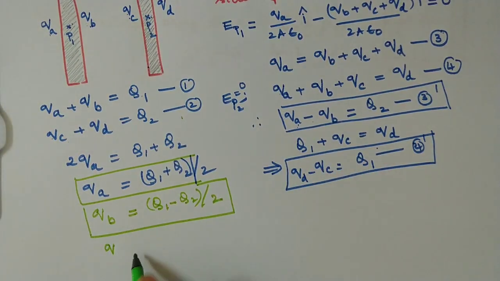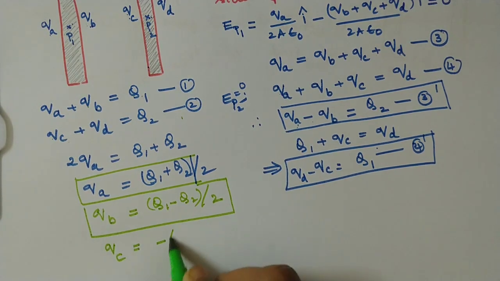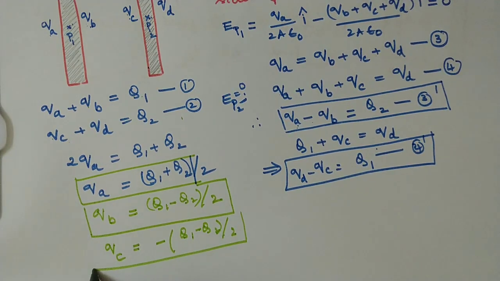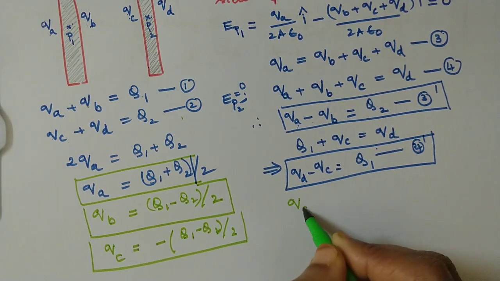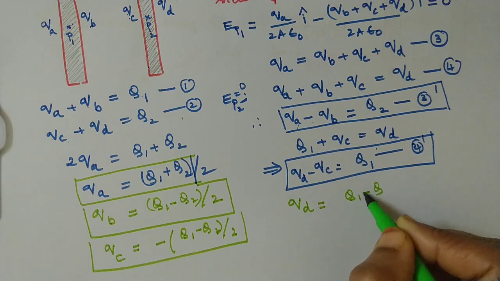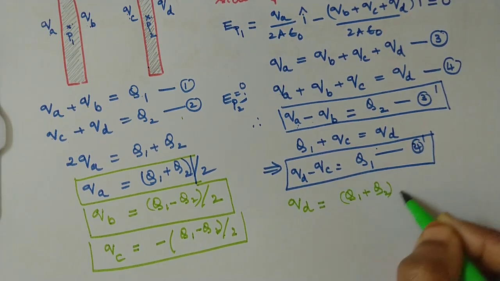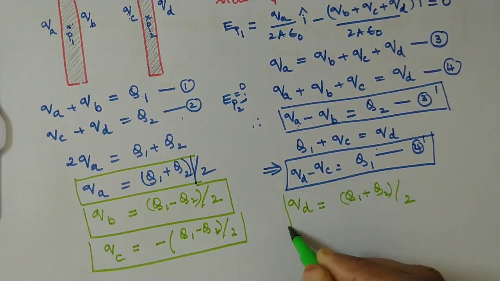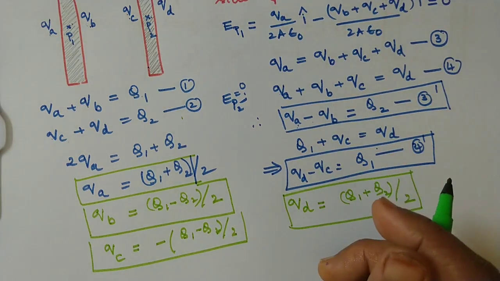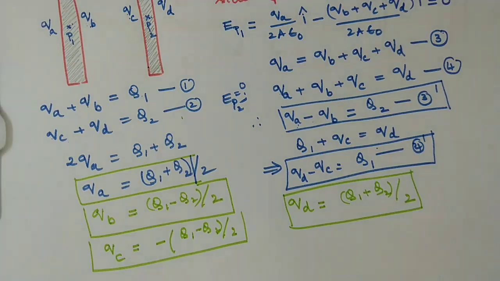Okay, after solving, I am writing the relations here. You will get QC as minus of Q1 minus Q2 divided by 2, and you will get QD as Q1 plus Q2 whole divided by 2. So it is only by solving the relations that we are going to get the answers.